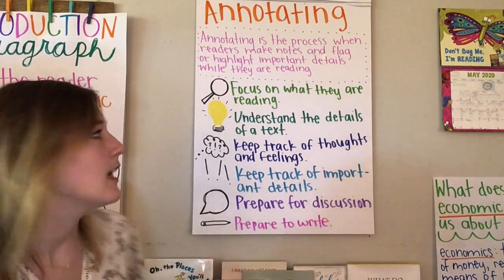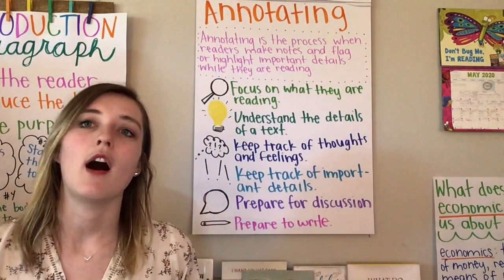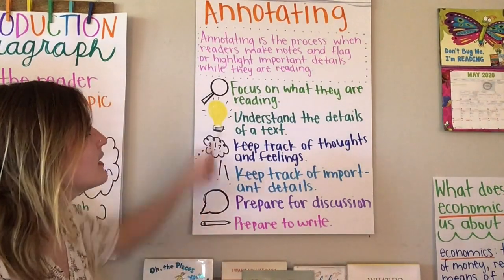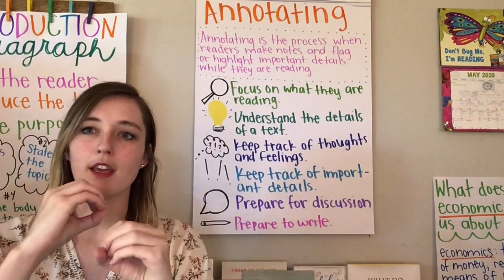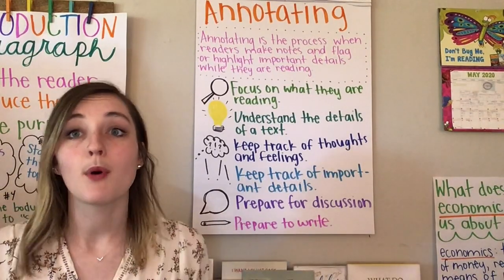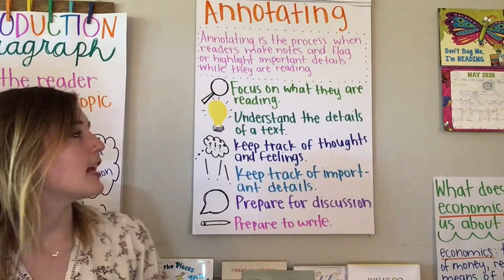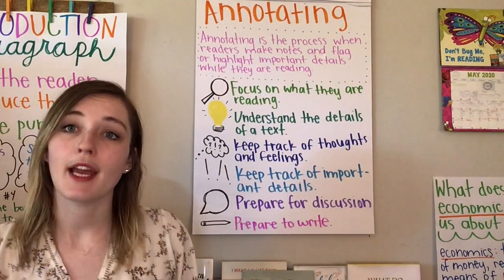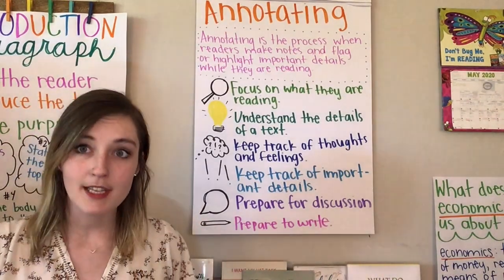What annotating does is it does all of these things for us as we're reading new text, either informational or like a story. So the first thing it does is it focuses on what readers are reading. So it's like the magnifying glass. It focuses and zeroes in on the important aspects of it. Another thing it does is it helps understand the details of the text. So when you're underlining and highlighting, you're pulling out key details that are important to the text in order for you to truly understand it.